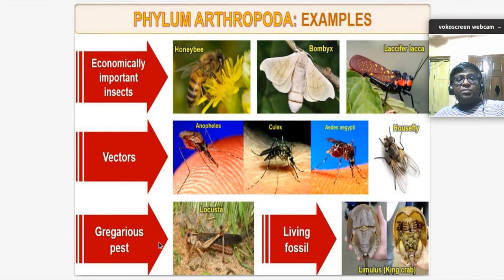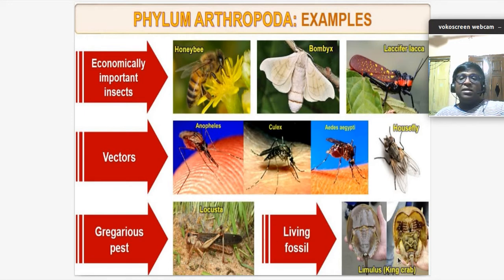The gregarious pests. So today we are having this locust, the swarm of locusts. They come in huge numbers and destroy the crops. So even India is affected by this locust. This year especially Rajasthan and other places are affected by these infestations of locusts, which feed on the crops that the farmers have planted.